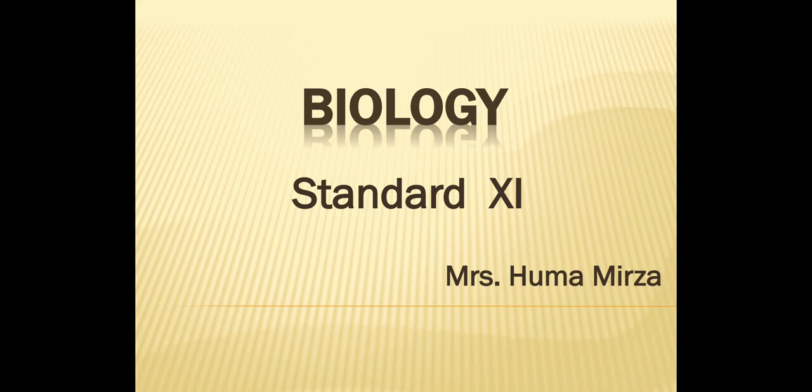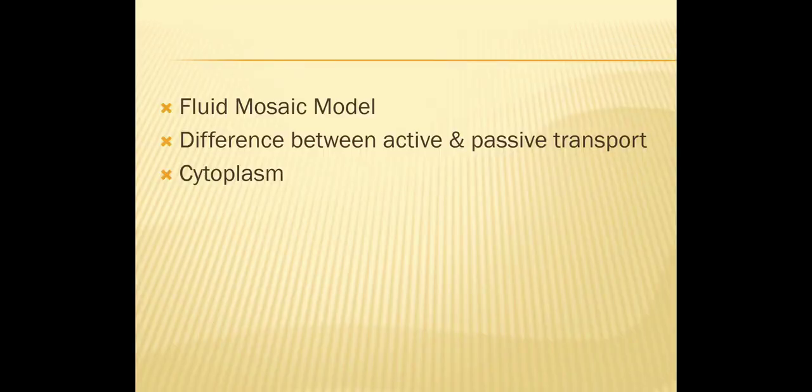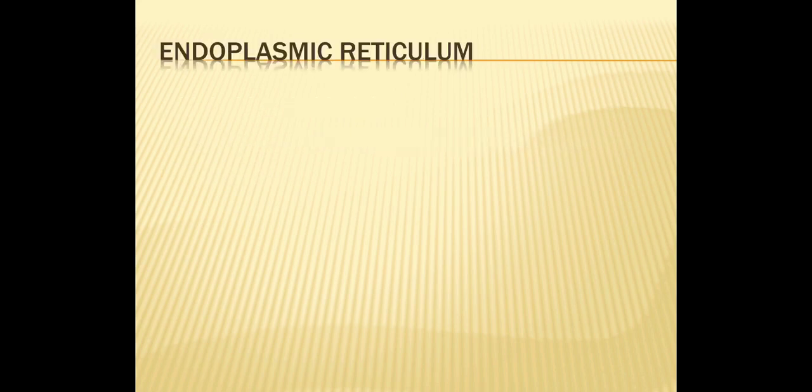Hello, everyone, and welcome back to the new session of Biology, Standard 11th, Chapter 5 Cell Structure and Organization. In our last video lecture, we studied the details of fluid mosaic model. Then we studied the difference between active and passive transport, and then we studied the third component, that was cytoplasm. Now today we will start with a new component, that is endoplasmic reticulum.